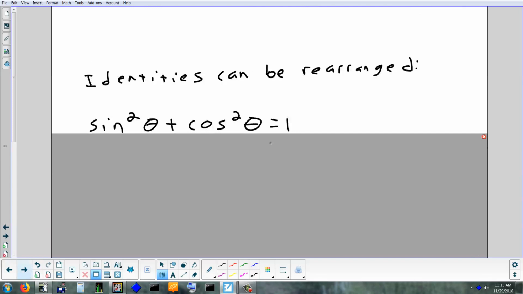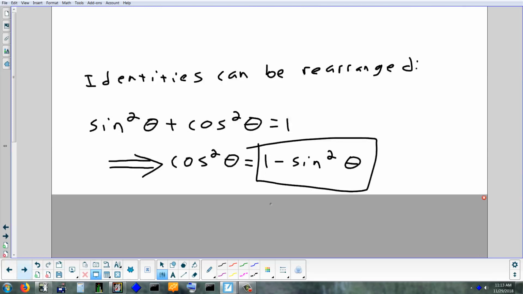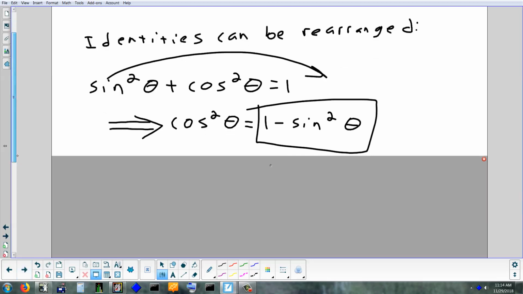So this is one of the Pythagorean identities. Sine squared plus cosine squared equals 1. What I'm showing you here is that you can rearrange that identity any way you want. So in this case, I subtracted sine squared to the other side. That's not a new identity. It's an original one with stuff moved around. And you can do that with any identity, any of them. You can take and move stuff around to make it look a little different. Okay. I also could have put cosine squared on the other side and made 1 minus cosine squared equal to sine squared.